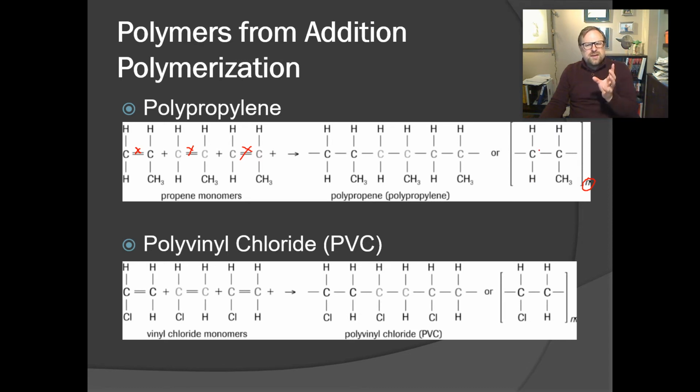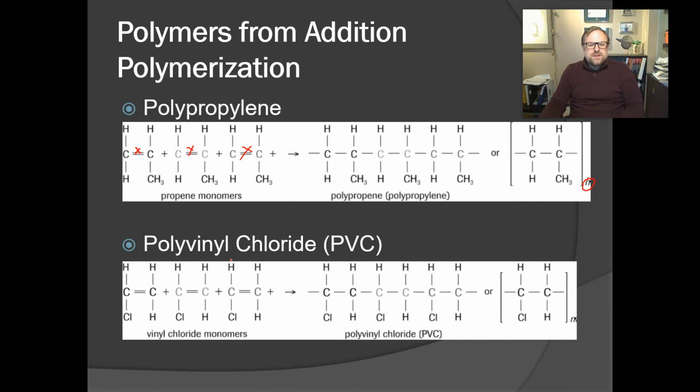Now notice in this addition one, they've already gone through the process of breaking that double bond over here, leaving us with that free bond on either side. Okay, so this is our propene monomer stuck together N number of times, making our polypropylene or polypropene polymer.